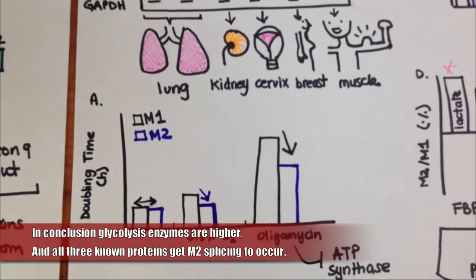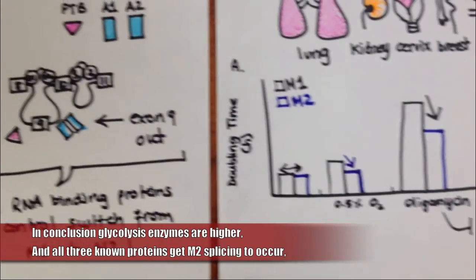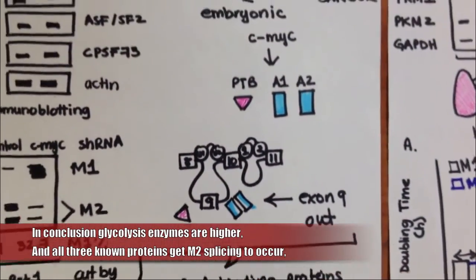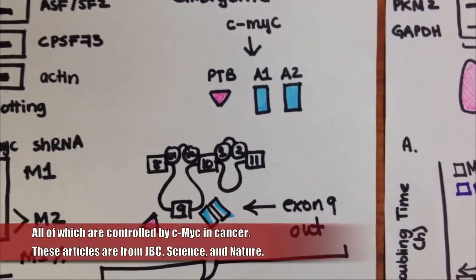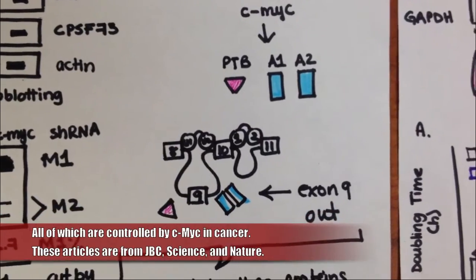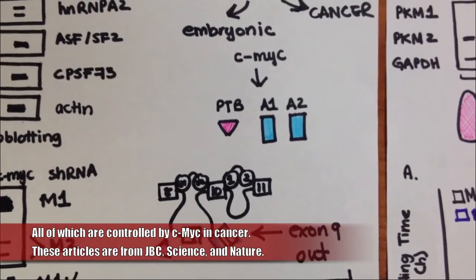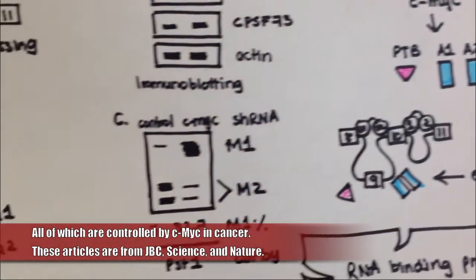In conclusion, glycolysis enzymes are higher, and all three known proteins get M2 splicing to occur, all of which are controlled by c-Myc in cancer. These articles are from JBC, Science, and Nature.